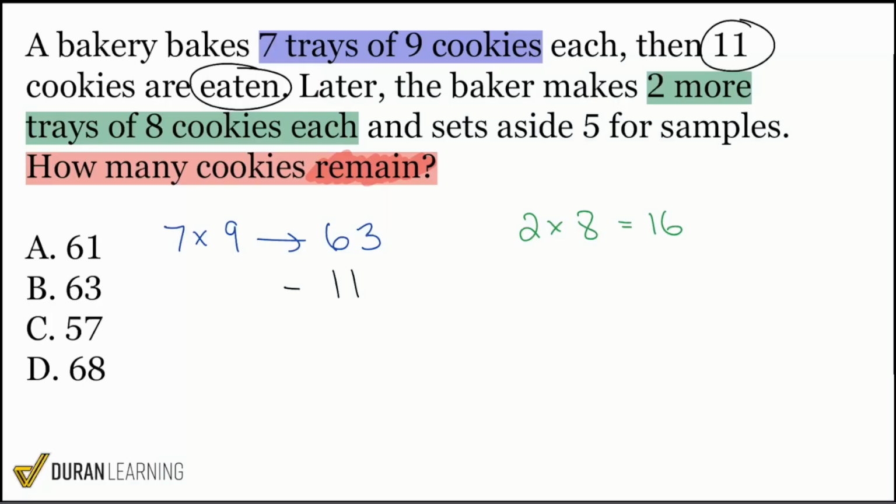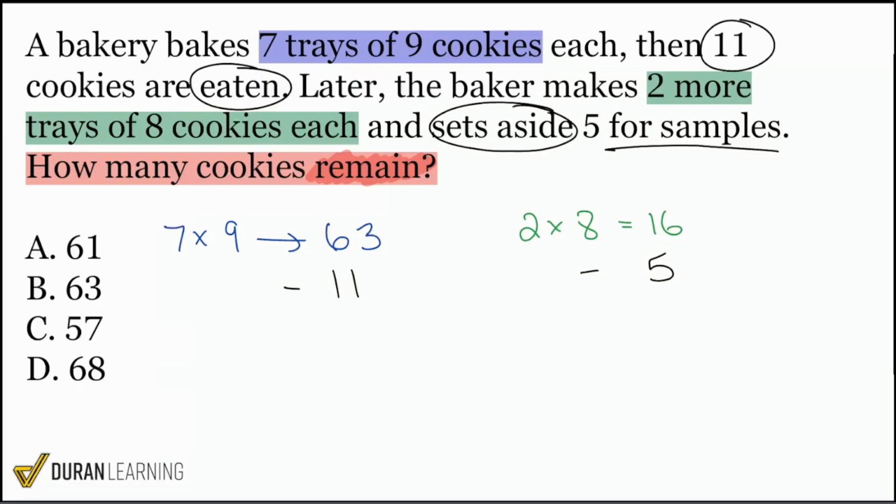And then it says we set aside 5 for samples. Everybody, what does that mean? What does that entail? Setting aside 5 for samples. Yeah, those cookies aren't there anymore. They're not available for us to consume. They are set aside for samples, not in this batch, not in what we're discussing here. So we'll subtract 5 from that 16.